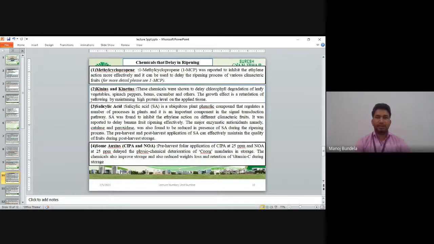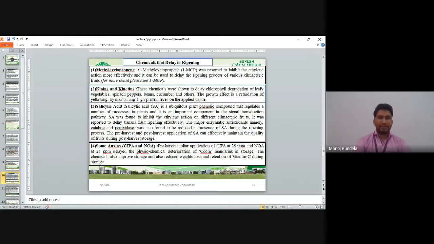Next is chemicals that are used for delaying ripening. Next, methylcyclopropene. Methylcyclopropene was reported to inhibit ethylene action more effectively and it can be used to delay the ripening process of various climacteric fruits.